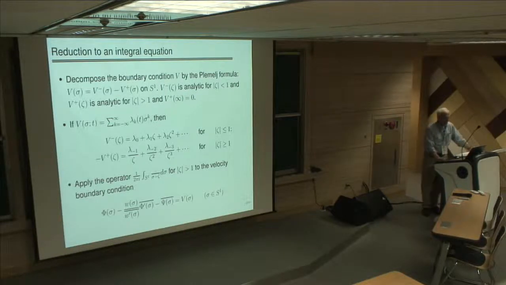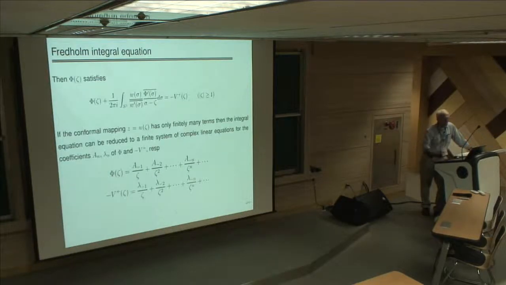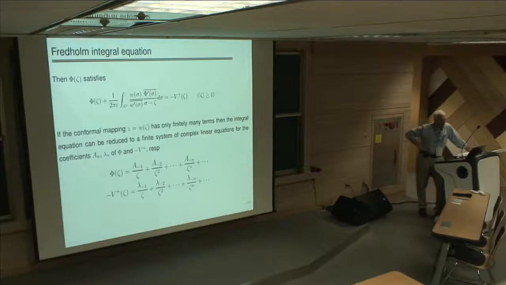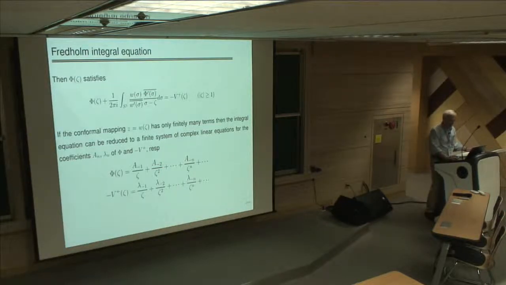Well, the way you get that is apply this operator, which looks a bit like a Cauchy integral without the argument, and you apply that to this velocity boundary condition, and you end up with an integral equation in only one of the unknown variables. Okay? So in that way, you're able to convert the problem to something which is solvable. If you look at conformal maps with only a finite number of terms, then this integral becomes a sequence of linear equations which you can solve, and the problem is reduced to relatively simple numerics.